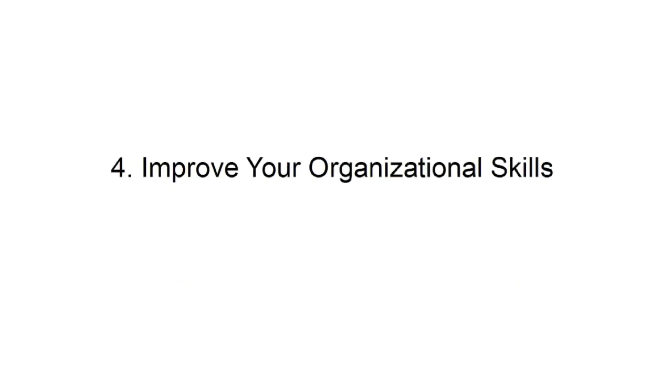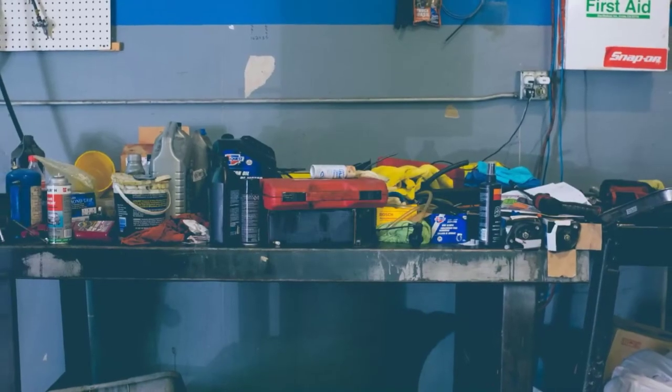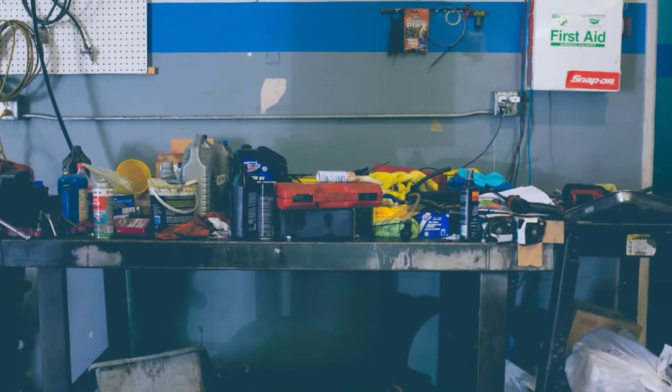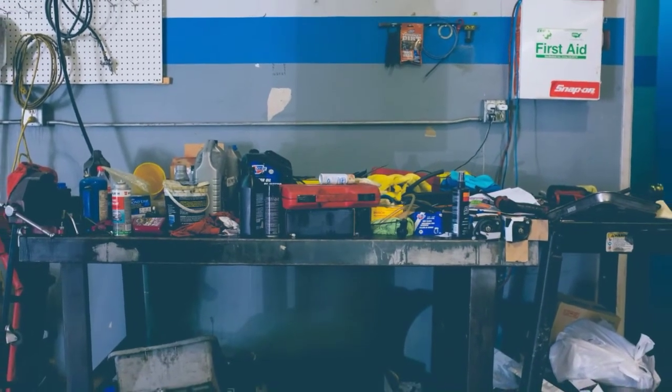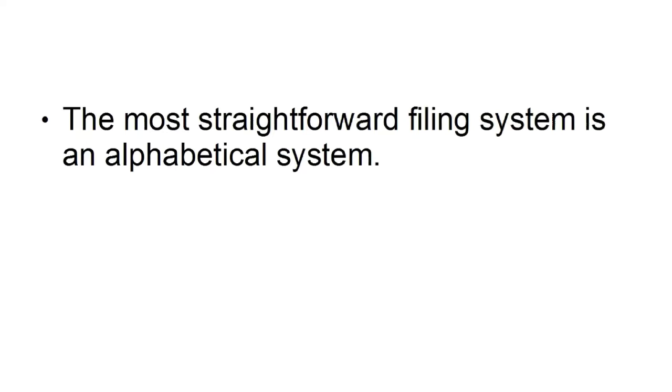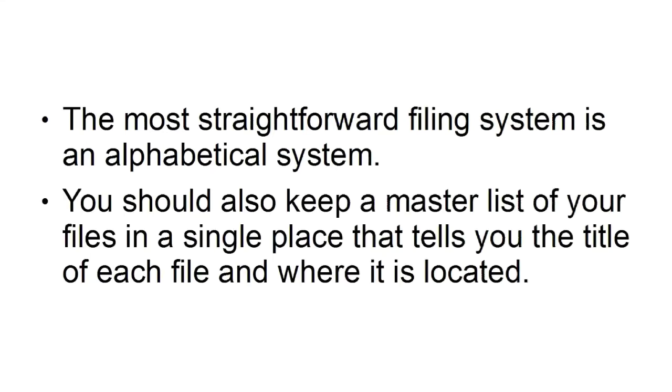Number 4. Improve your organizational skills. Commit to improving your organizational skills and use a filing system for both home and work. Today, people waste as much as 30% of their working time looking for misplaced items. The most straightforward filing system is an alphabetical system. You should also keep a master list of your files in a single place that tells you the title of each file and where it's located.